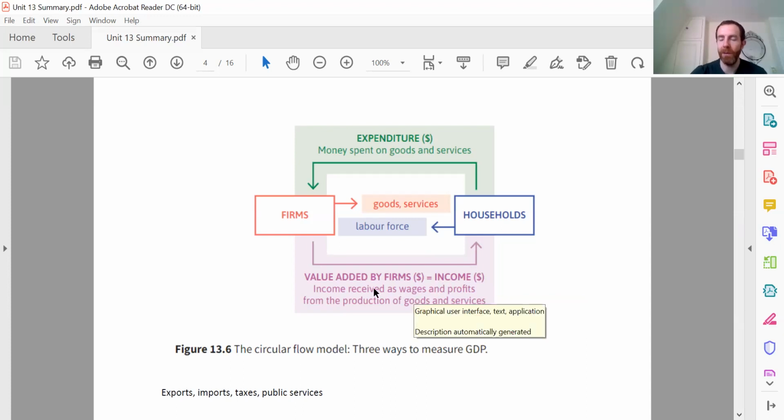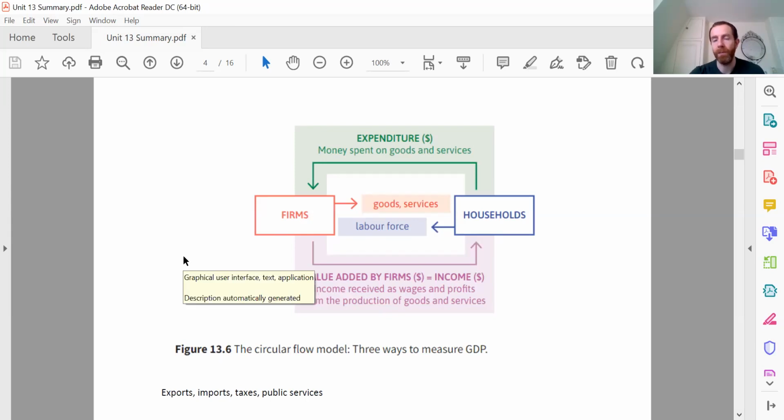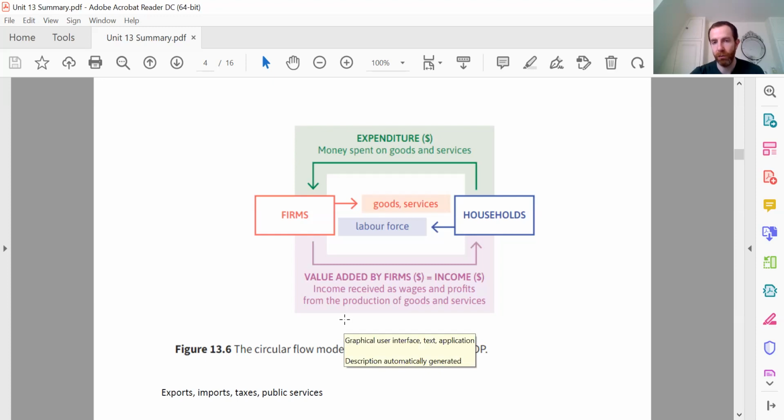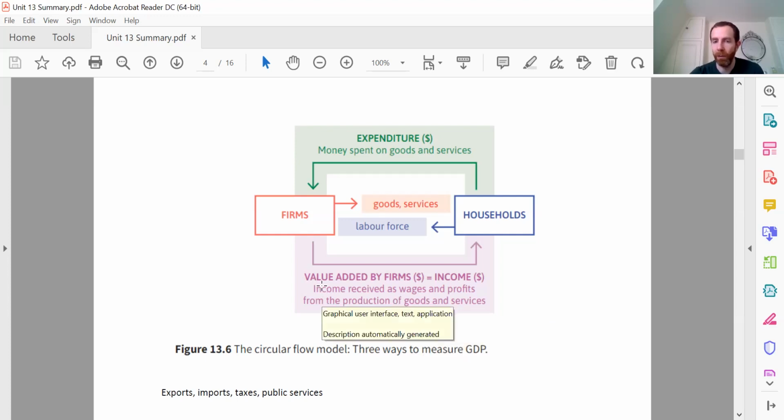So the value that each firm adds when it's producing goods needs to be paid for. It's paid for in wages to workers or profits to the owners of the firms, who are also households. And we can also incorporate taxes going to government. That's going to be one place that the money will flow. It's not all going to go to households. We do have a government.